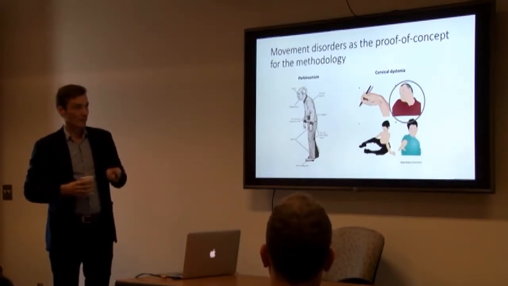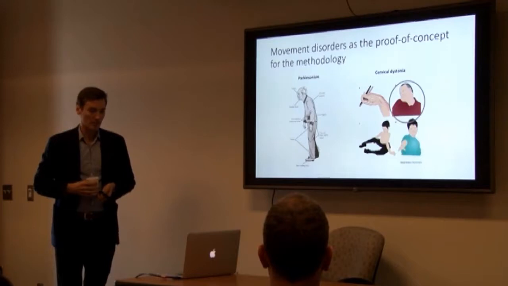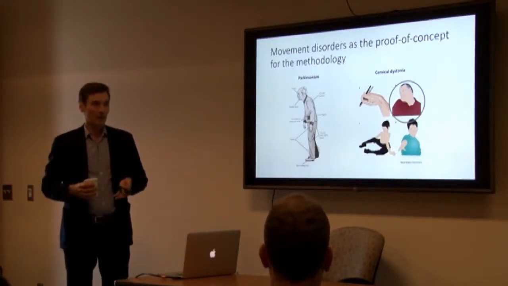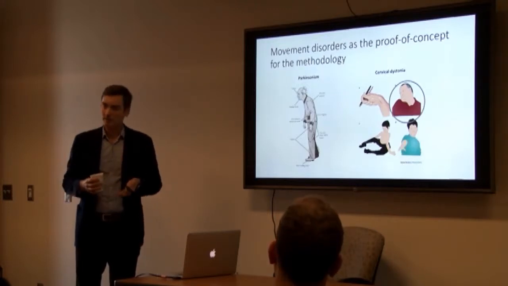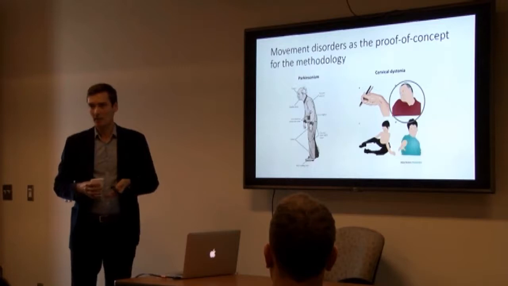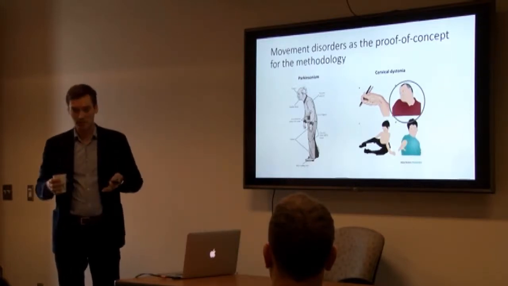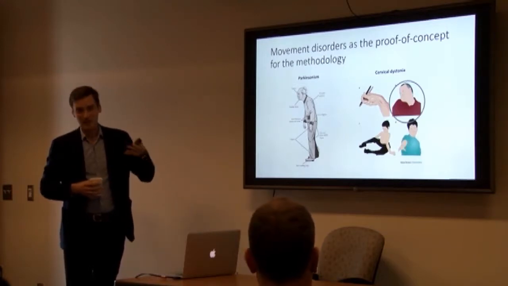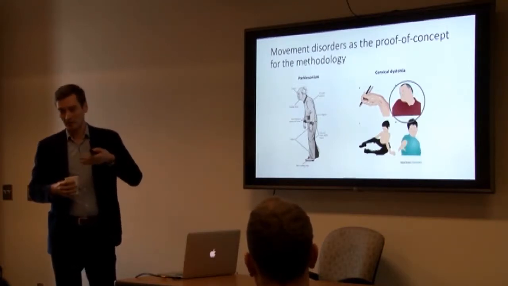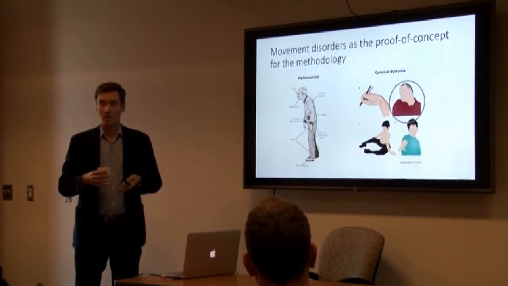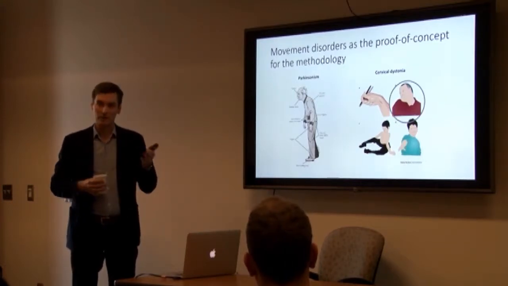So, as proof of concept, I have focused on movement disorders. Why movement disorders? Because they have pretty objective findings. Tremor is quite easy to analyze compared to more complex psychological phenomena, for example. And these disorders usually have effective brain stimulation targets, so we can test how these stimulation targets relate to our findings.